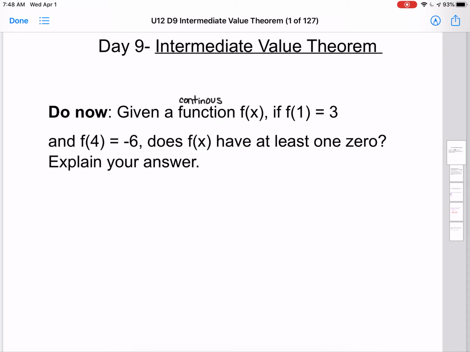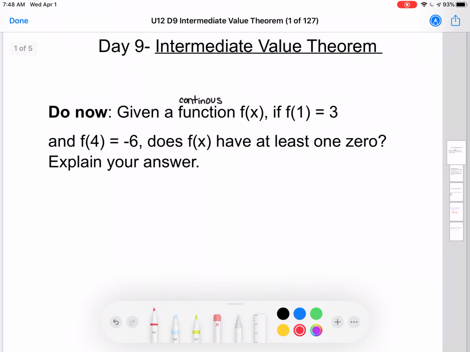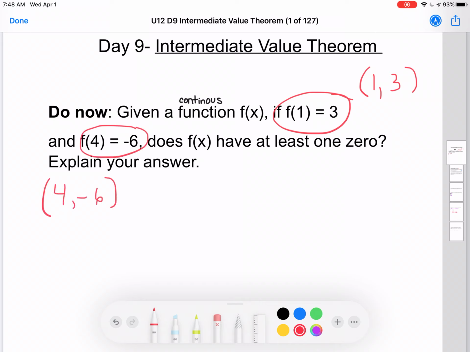So, given a continuous function, if f of 1 is 3 and f of 4 is -6, does f of x have at least one 0? Okay, so let's take a look. So this means (1, 3) is a point. And this one means that (4, -6) is a point.